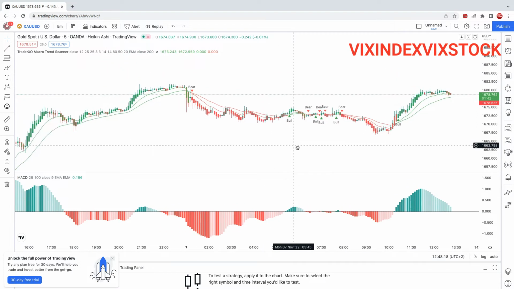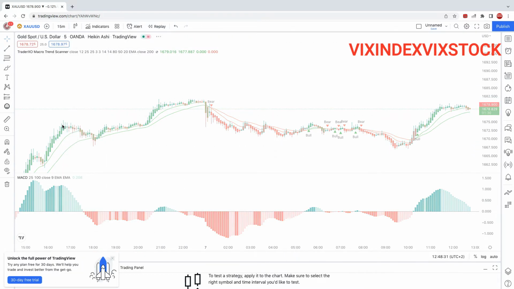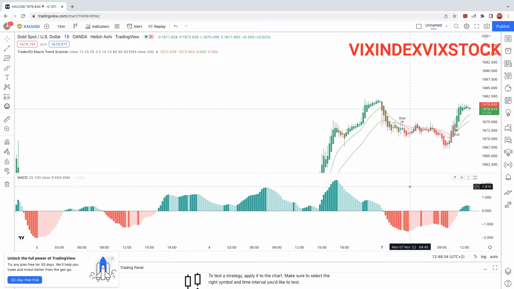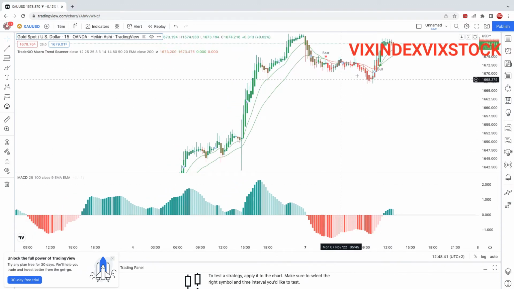So we are basically going to go 5 minutes, or you can go to the 1 minute, or you can go to the 30 minute, 1 hour, 15 minute. Let's go to 15 minute as an example. What we are going to use the MACD for is to help us to filter out bad signals when the market is just ranging. So here you can see we started to see the MACD histogram below the zero line, which was a signal for us that we probably should be looking for sells. Then we waited patiently for our signal that it's time to sell. Then we sold, and we got a good profit somewhere here.